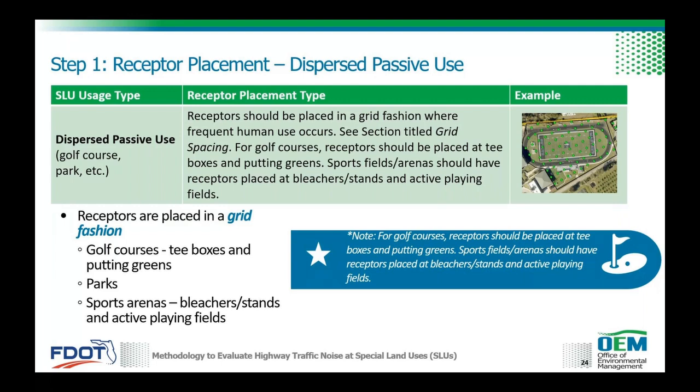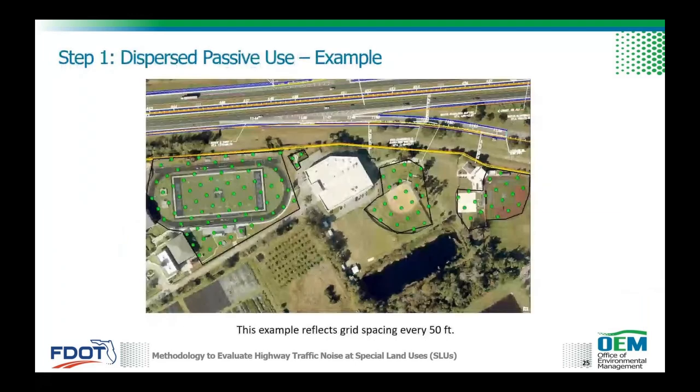So here is an example of a grid format that was used to evaluate a school's exterior area of frequent human use. The school has a track, a football field, baseball field, a softball field, and other areas of exterior frequent human use. And as shown, receptors were placed in all exterior areas of frequent human use, including the playing fields, the onlooker stands, etc. And this example reflects grid spacing every 50 feet.